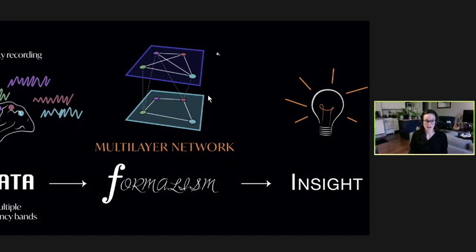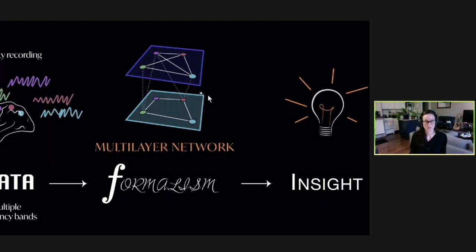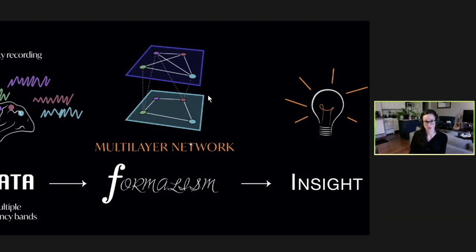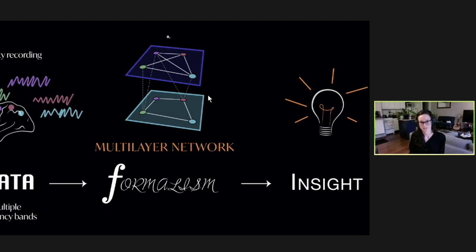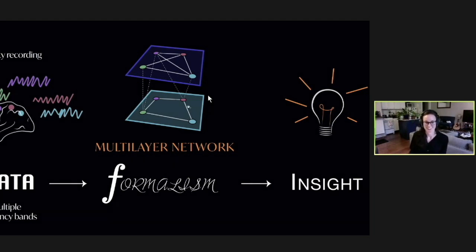So today, I'll take you through a brief introduction to multi-layer networks. In particular, I'm going to start with the simplest type of multi-layer network called a multiplex network. I'll talk about how it generalizes towards the end. But again, because this is just a brief, get-your-feet-wet sort of introduction, we'll start with the simplest case.